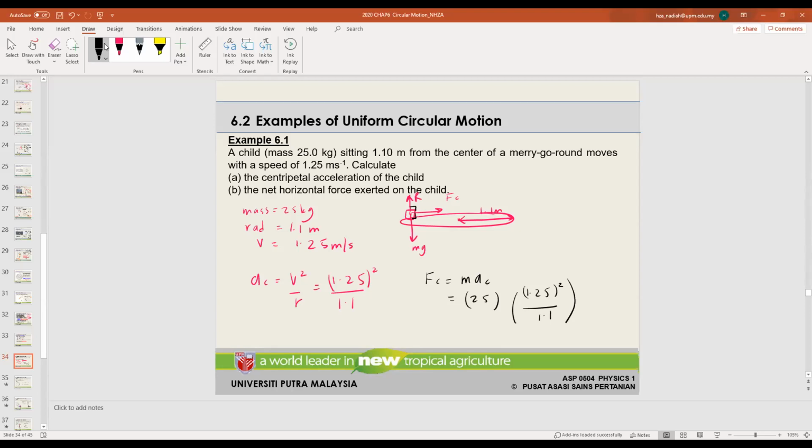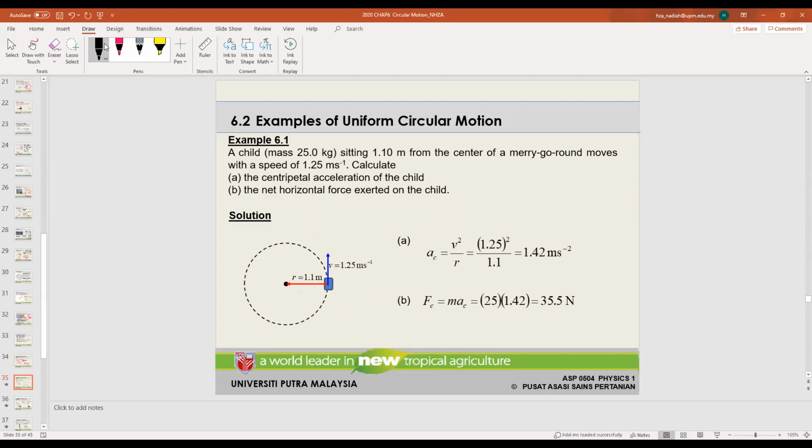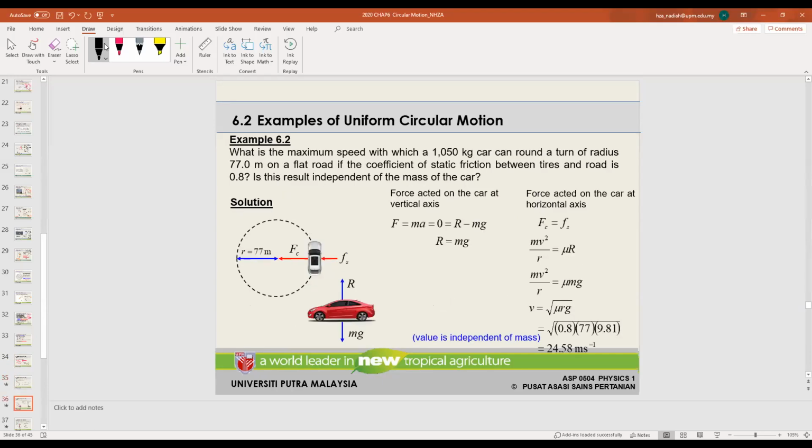Okay, so let's look at the answer. Correct. v squared over r, 1.25 squared over 1.1 gives you 1.42. Then the net horizontal force exerted on the child is just Fc. Okay. Easy, right? This question is easy. Okay, so moving on, if there are no questions, next one.